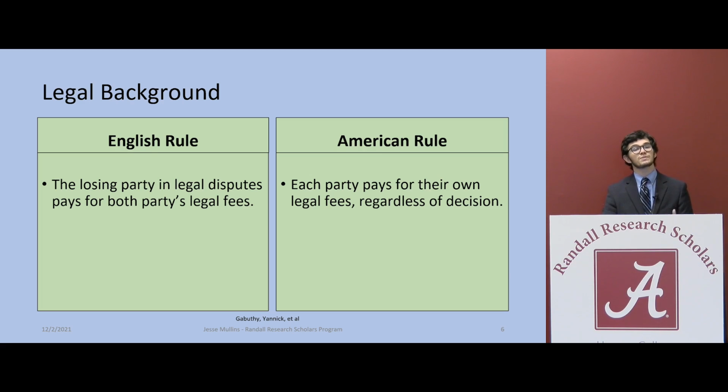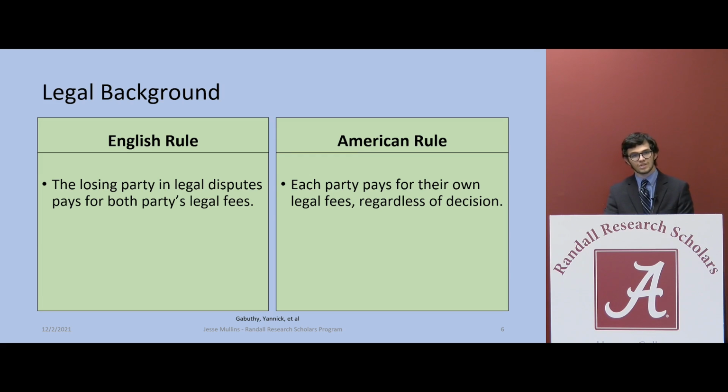The primary purpose for the English rule system is to discourage frivolous cases from being brought to court, meaning that if they have a low probability of success or are seen without merit, they would be less likely to be brought to court because a plaintiff, the person that brings a case to court, understands that in the event that they lose, they have to pay both parties' legal fees.